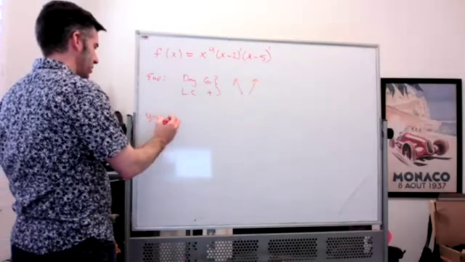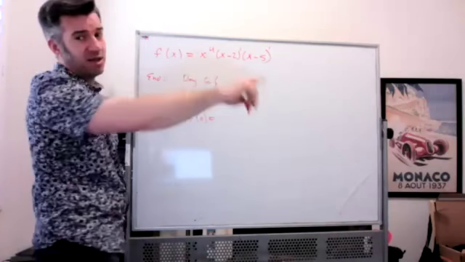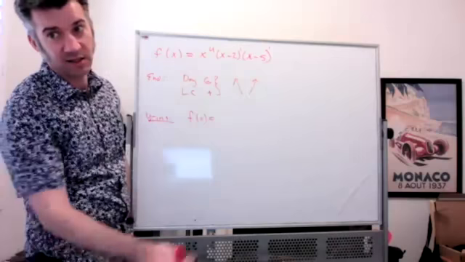Y-intercept, also not too terrible. Set x equal to 0, f of 0 is 0 times, it doesn't matter. 0 times anything is 0.